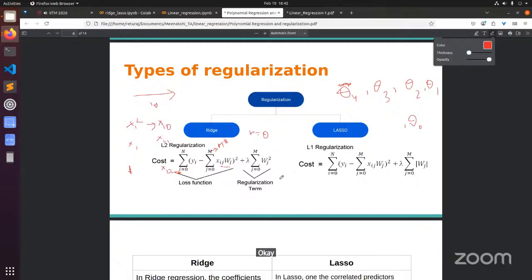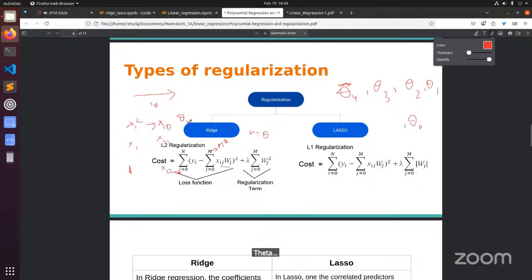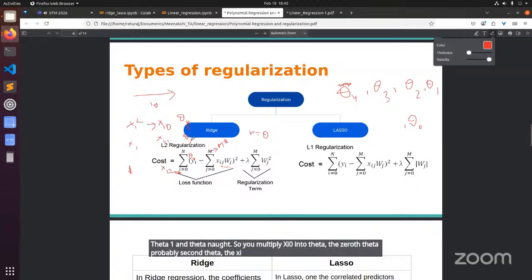Okay. So you fit y_i minus the summation over all x_ij's, which is x square, x1, x2. This is matrix multiplication, so it's simply a dot product between the two vectors, and the w_ij's are theta. It should be theta 2, theta 1, and theta naught. So you multiply x_i0 into the 0th theta, x_i1 into theta 1, and x_i2 into theta naught. And that's what you are doing.